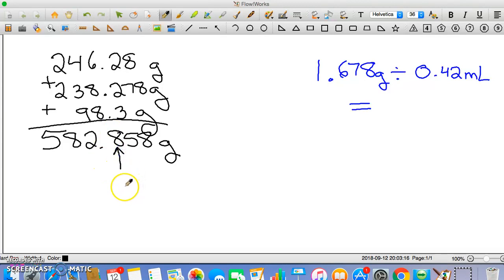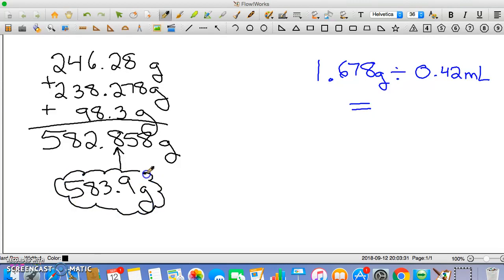So now we have to do rounding. Since the digits following this are 5 and then greater than 5, we're going to round up. So the answer is 582.9 grams, following our significant figure rules.